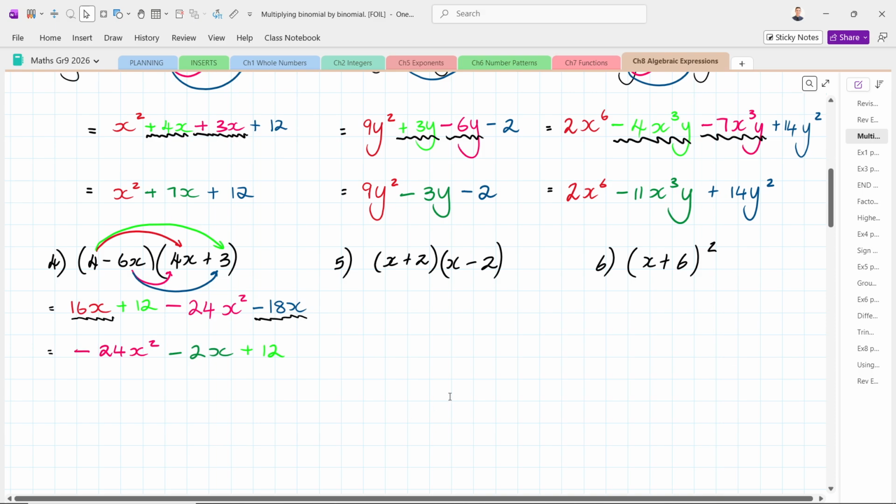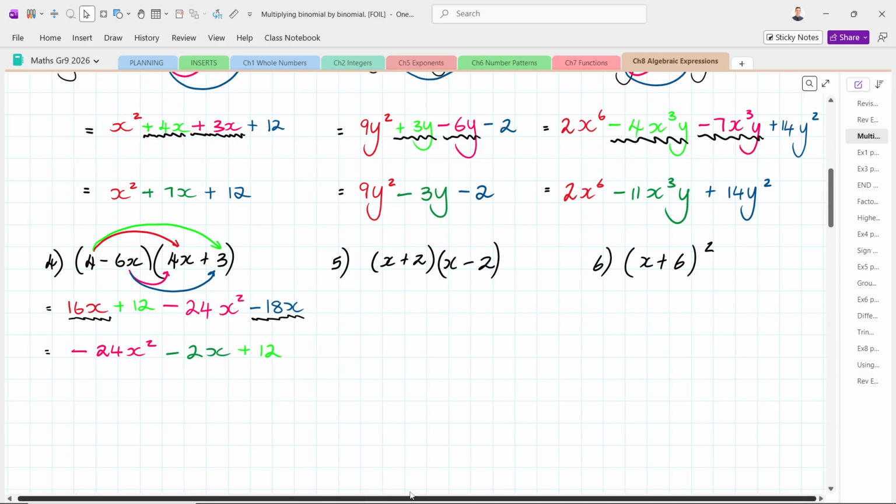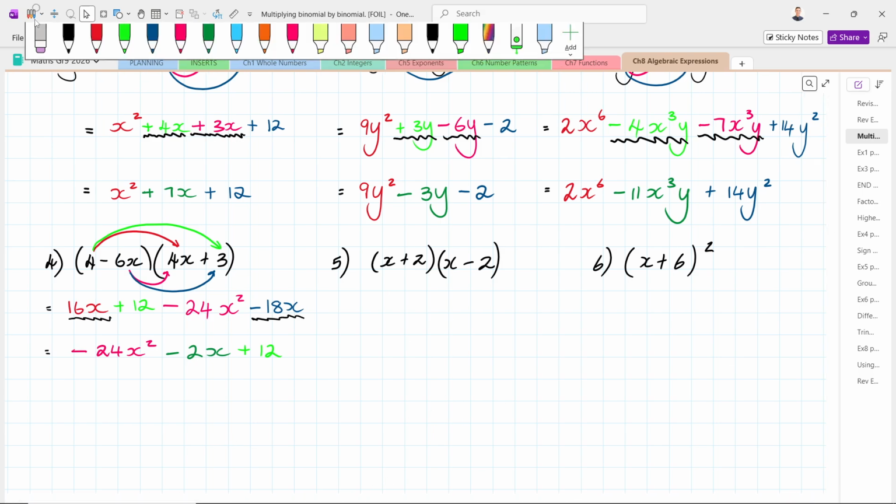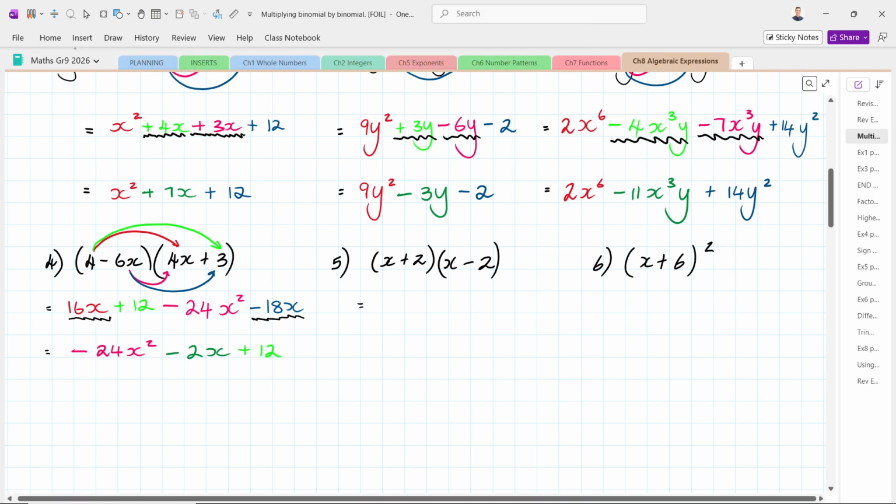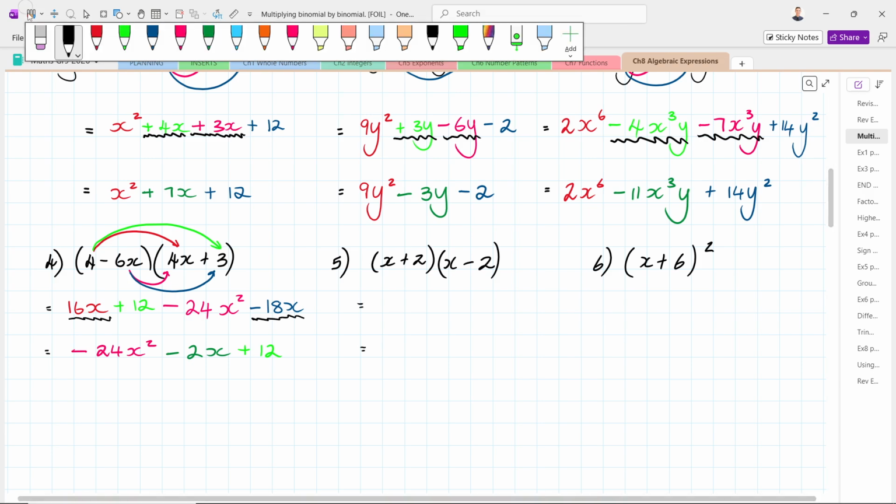Let's make some space over here. Let's multiply these out. Now I want you to take note of something specific about this example. And that's that these two brackets are exactly the same except for the middle sign differs. And that's a shortcut we're going to learn later regarding this.